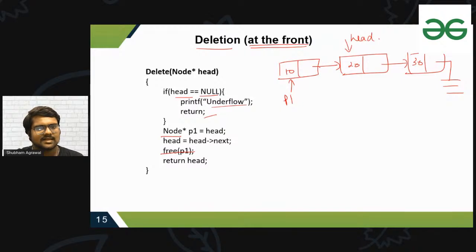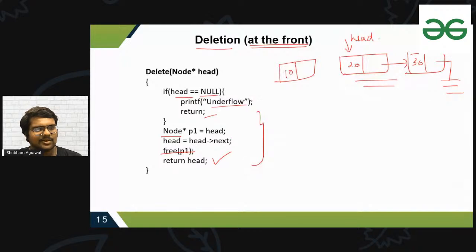So this is our new linked list and head is pointing to 20. We have deleted the element which was present at the front, and this is the algorithm to do that. Linked list questions are very easy and their algorithms are also very easy. We just have to follow the instructions carefully and we can get our result.